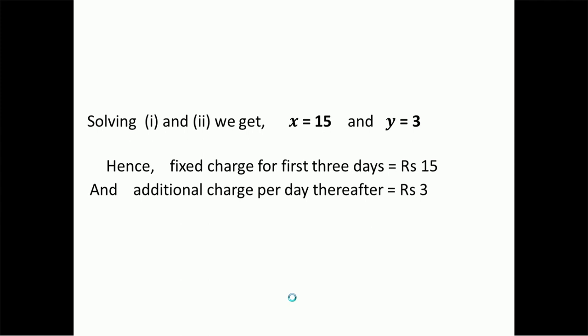So X is nothing but the fixed charge and Y is nothing but charges per day. So here fixed charge for the first 3 days is rupees 15 and additional charge per day thereafter is rupees 3. Students, I hope you must have understood these problems. I had not solved by elimination method. That part is homework for you.